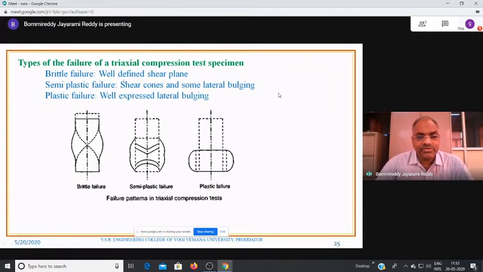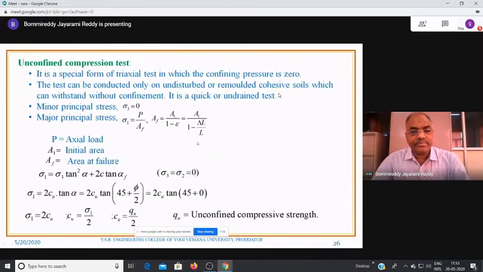So brittle failure has a well-defined shear plane. In semi-plastic failure you have shear cones and lateral bulging. You can observe the lateral bulging. And in plastic failure, there is expressed lateral bulging. So these are the three different forms of failure of the specimen used in the triaxial test.